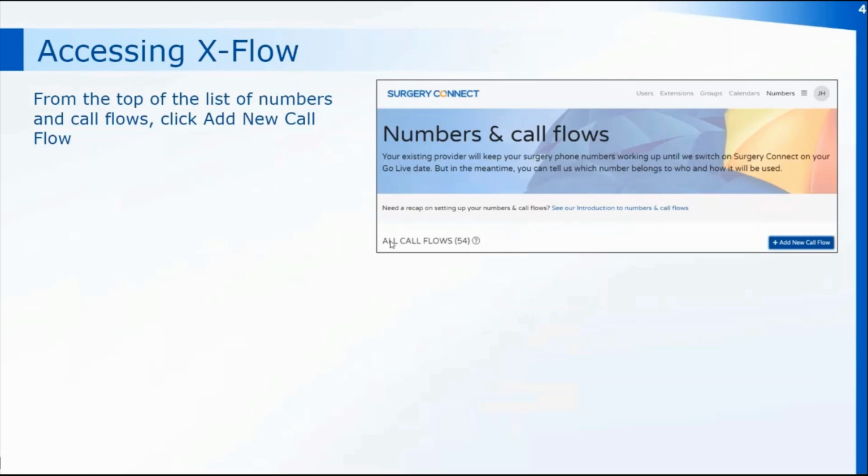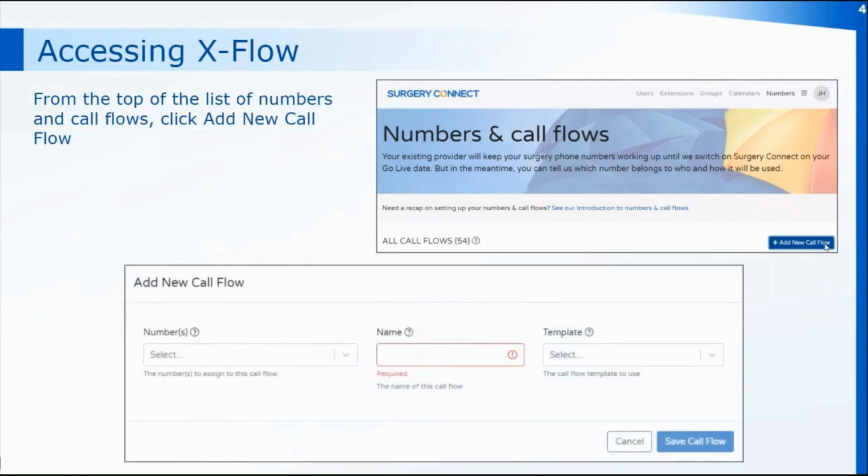Up at the top of the list, you'll see a button marked as Add New Call Flow. To begin a new call flow, you can click on Add New Call Flow and then allocate the number to the particular flow. Clicking on Add New Call Flow will bring up a pop-up box for you. You can now select the number that you want to be attached to this particular call flow.